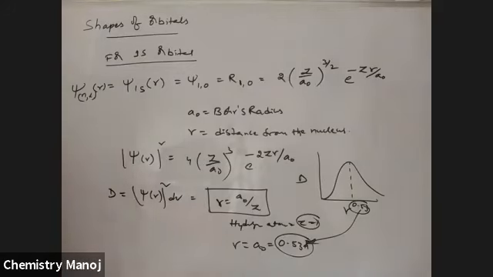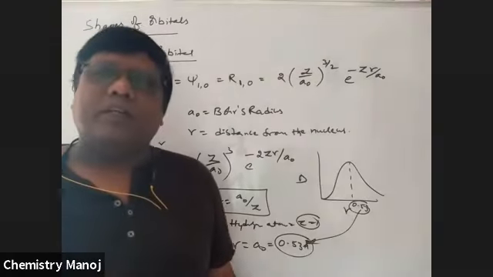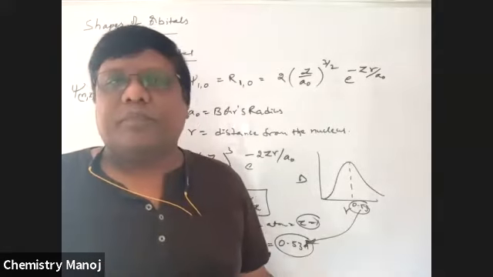So these are the probability conditions for the 1s orbital. Similarly for 2s, 3s, 2p, all those values we are going to discuss.